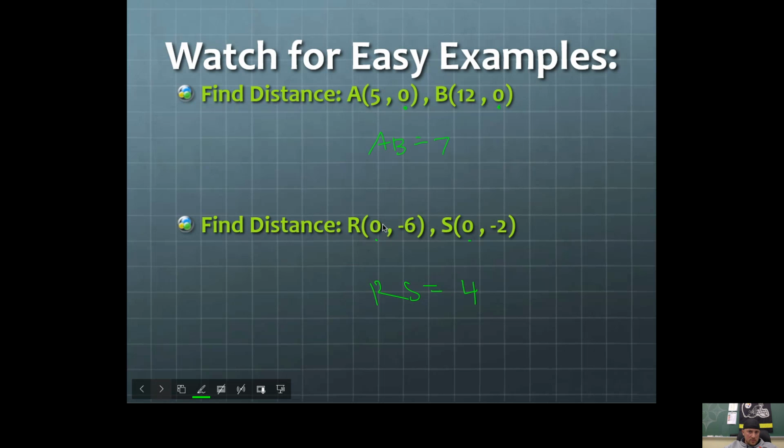So if this was, let's just make it a 10. If these were both 10s, they match. The distance between the point R and point S, it's still 4. So with these ordered pairs, the x values don't matter if they match. Just subtract the y's.